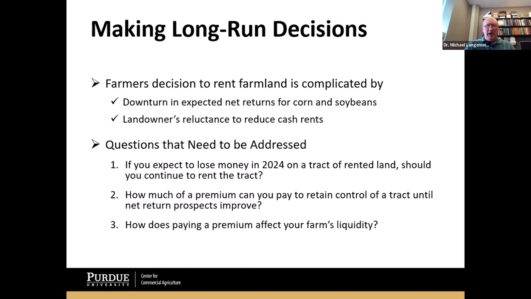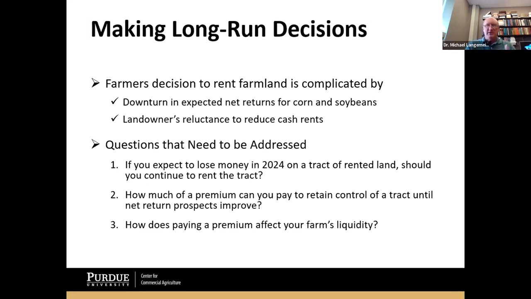So if that's the case, how much of a premium can we pay to retain control of the tract until the net return prospects improve? The answer is quite a bit, because how hard is it to get a tract back if you give it up? Very difficult. And so unless the return is substantially lower, we're probably going to hang on to that tract. What we're going to simply do is try to negotiate a lower cash rent, if not this year, maybe next year, if the net returns stay relatively low.